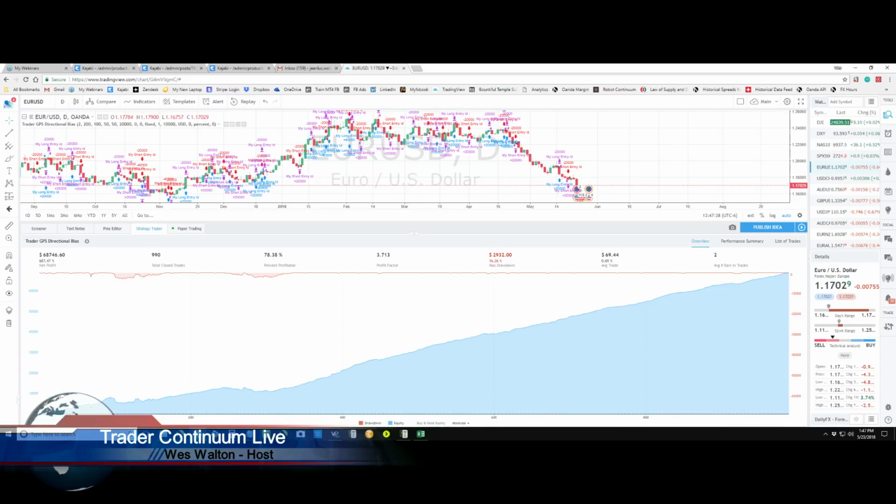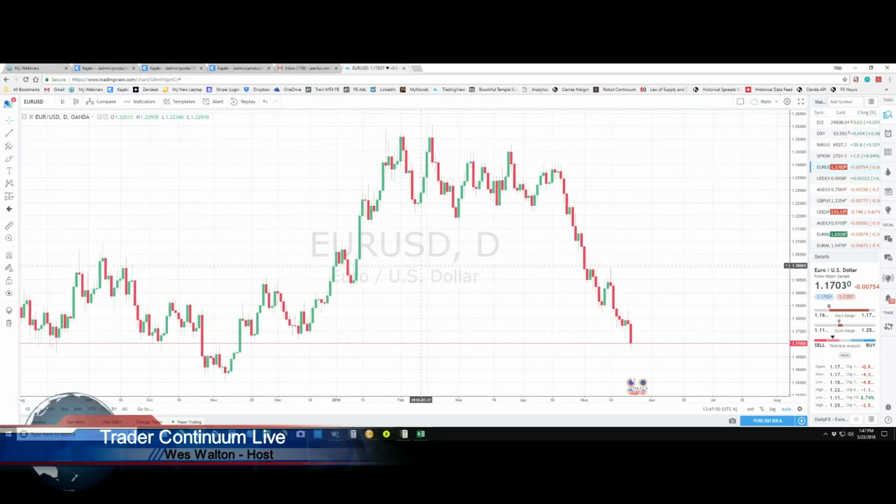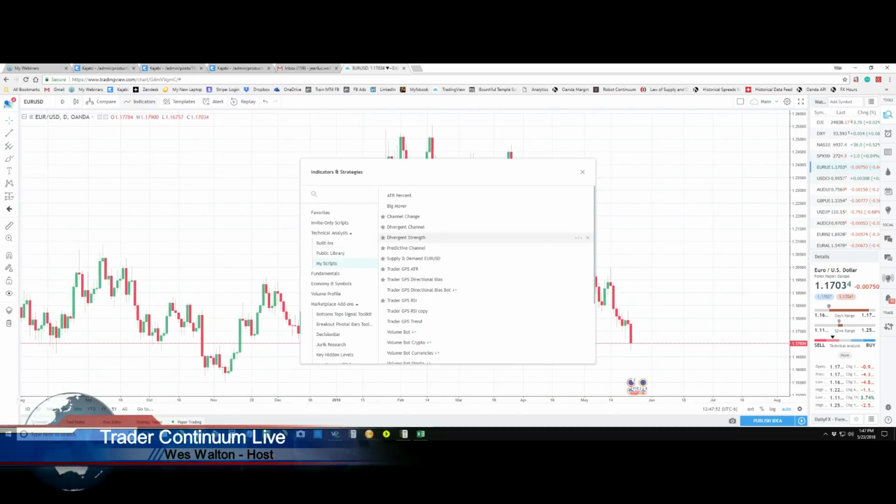Now, how does this system actually work? How does this trading system work? How does this indicator work? How does it look, etc.? I'm going to take all of these trades off of the chart because it's a little bit inundated, and that's a lot better looking. Let's go ahead and add this indicator to the chart. We want the directional bias.